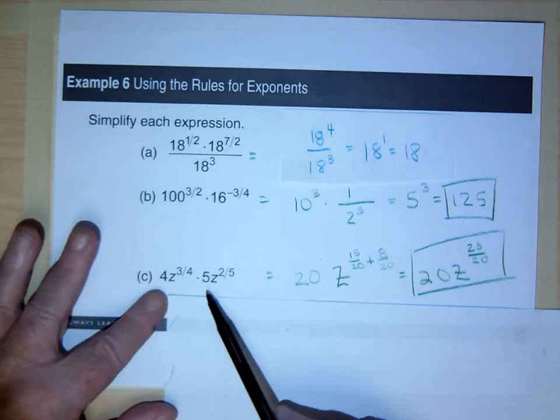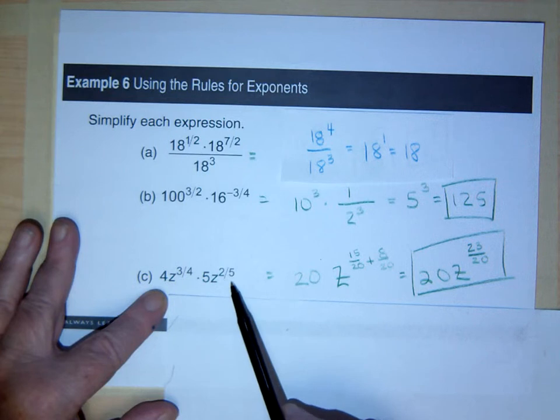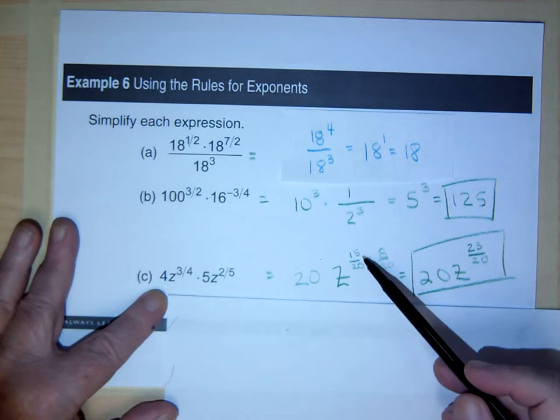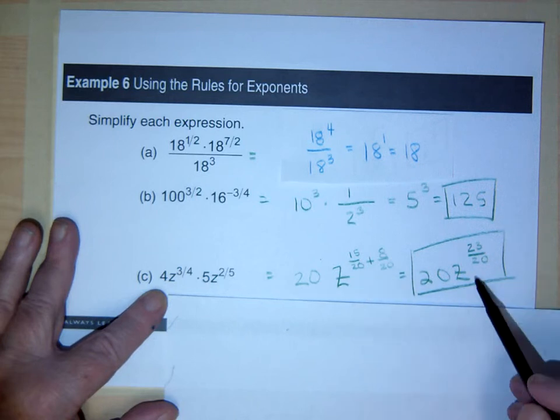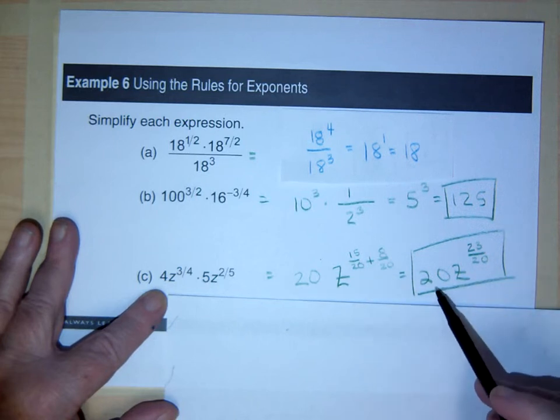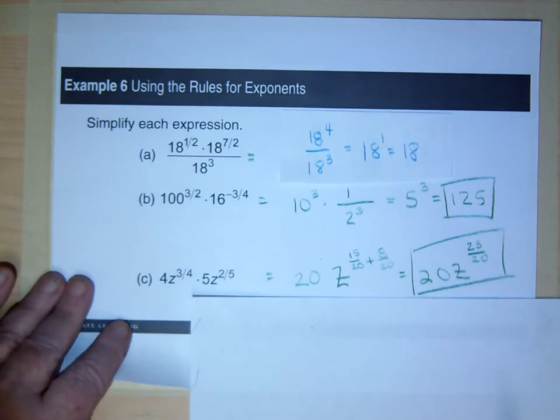Down here, 5 times 4 is going to be 20. And now I have 3/4 plus 2/5. I need a common denominator. That means it's going to be 15 over 20 plus 8 over 20. That's going to be 23 over 20. And so the answer is 20z, 23 over 20 as the exponent.